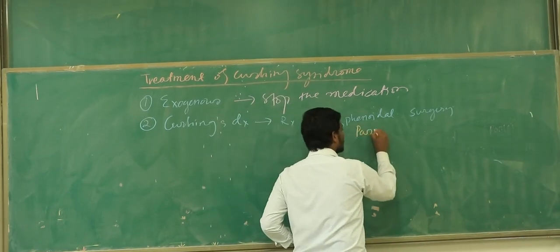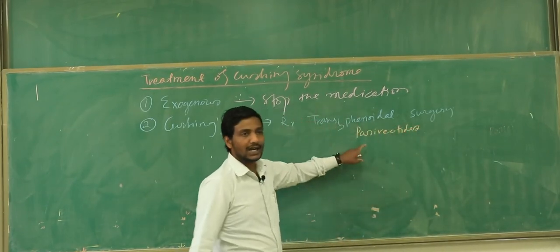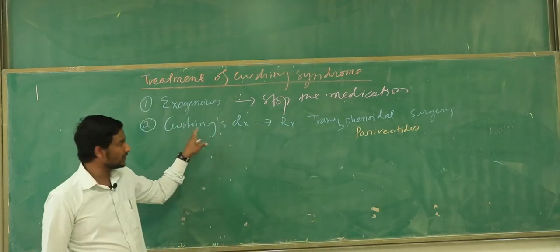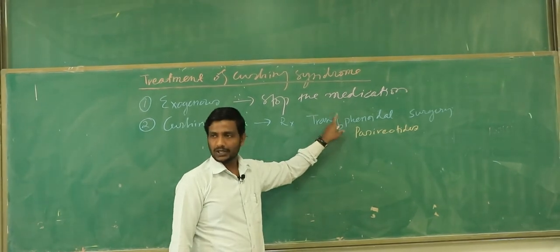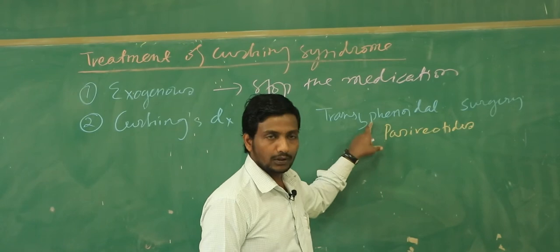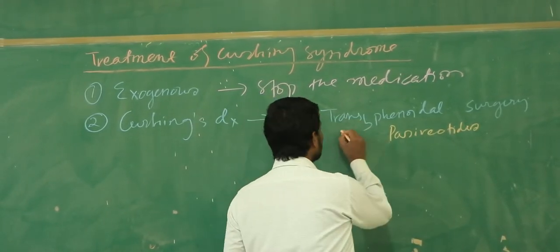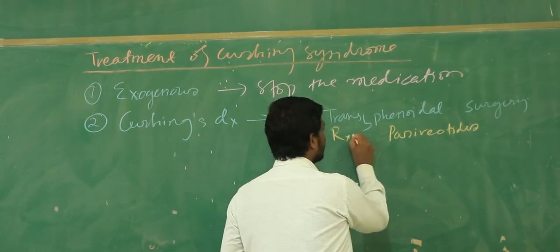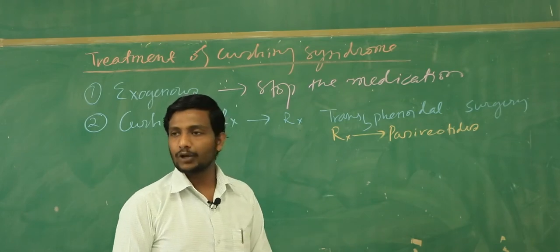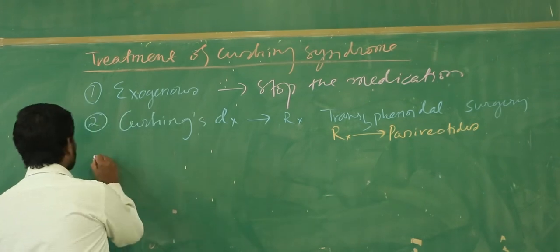Pasireotide. What is pasireotide? It is a somatostatin analog, right? But never forget, if somebody asks you what is the best treatment for Cushing disease, what is your answer? Transsphenoidal surgery. The best is the surgery. Remove it. But if the surgery is not successful, or let's say that surgery cannot be done for this patient, then we are going to choose drug therapy, and the drug therapy is going to be pasireotide, right? It is simply one example of a somatostatin analog. Clear what I'm saying?